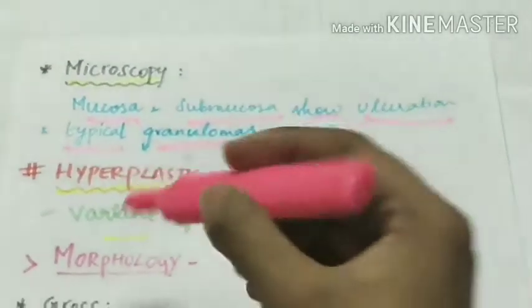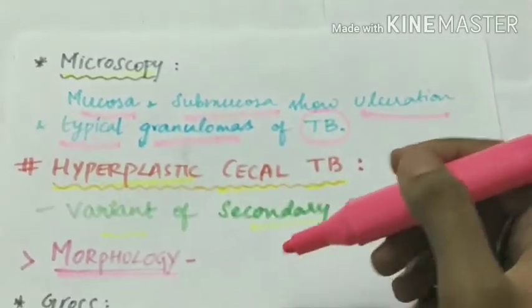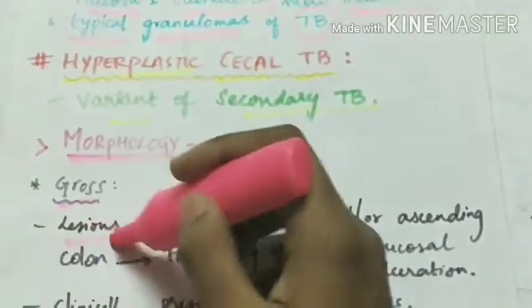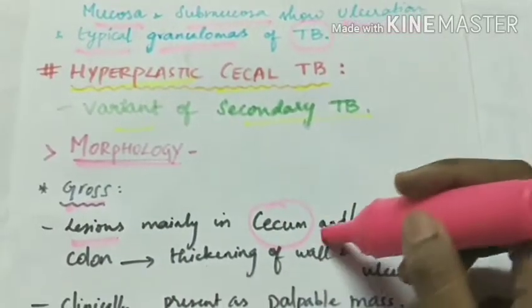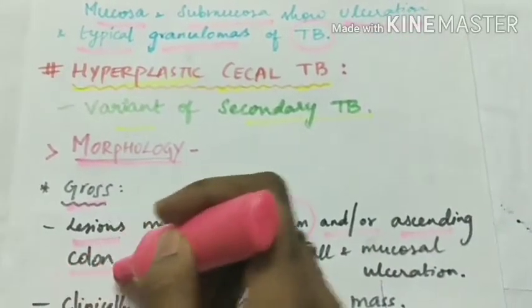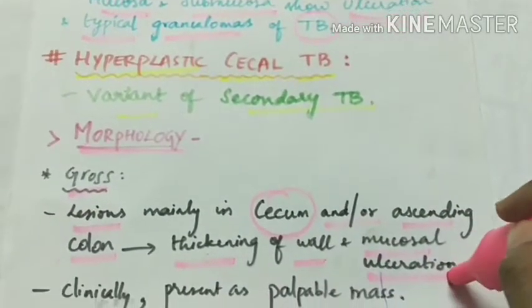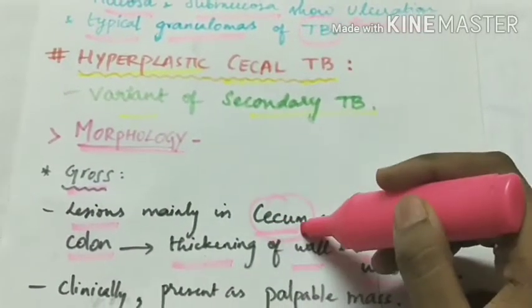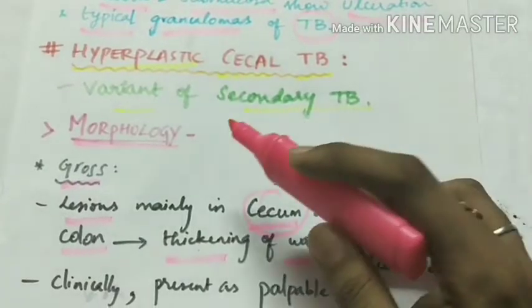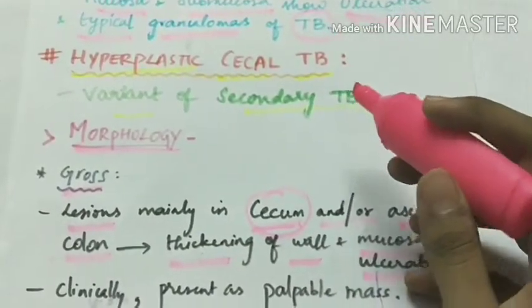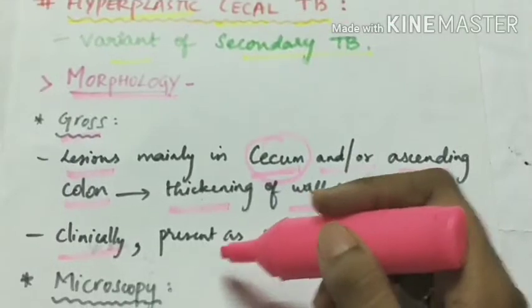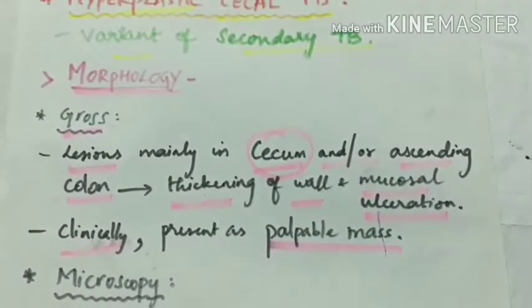The morphology of hyperplastic cecal tuberculosis: grossly, the lesions are present mainly in the cecum and/or the ascending colon, where there is thickening of the wall and mucosal ulceration. So that is why this is called cecal tuberculosis. Hyperplastic cecal tuberculosis clinically presents as a palpable mass.